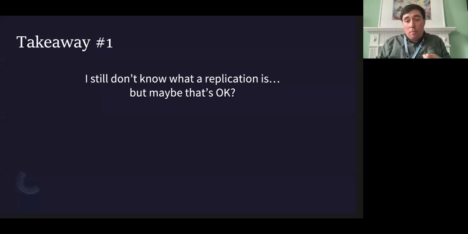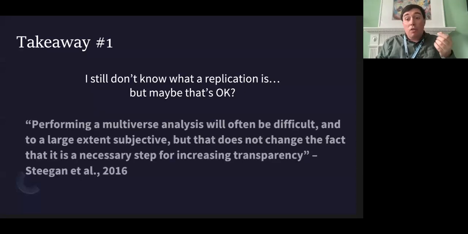In the original paper about multiverse, there's a quote I really like. I think it's the last line of the paper. It says something like, performing a multiverse analysis will often be difficult. It definitely was. And to a large extent, subjective. You can look at those slides and think you would have done it differently, and you're not wrong at all. Maybe there should be researchers' degrees of freedom for multiverse analysis. But that doesn't change the fact that this is part of transparency. This is meant to be hard. We're meant to disagree with each other, but it is still useful towards transparency.